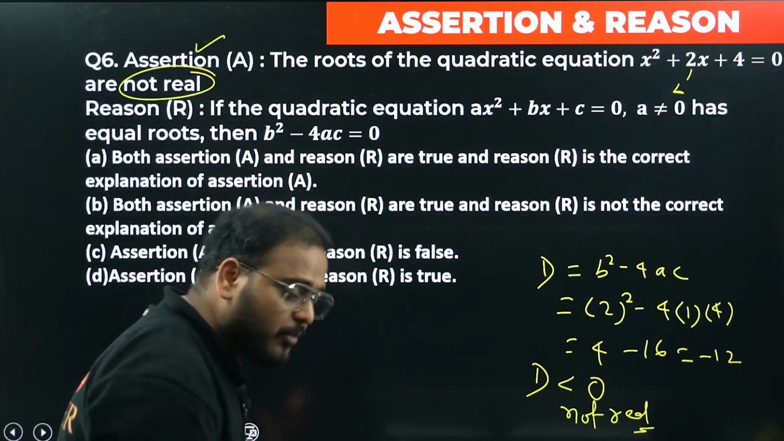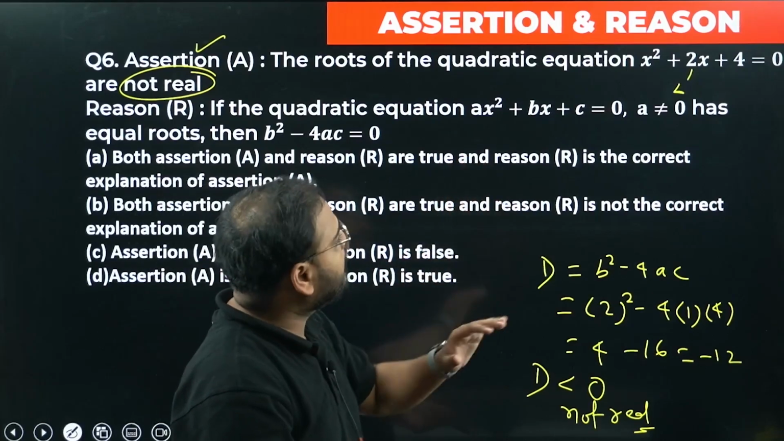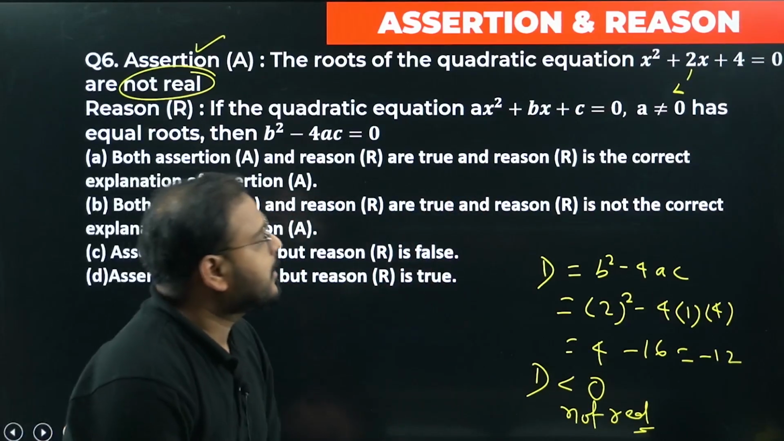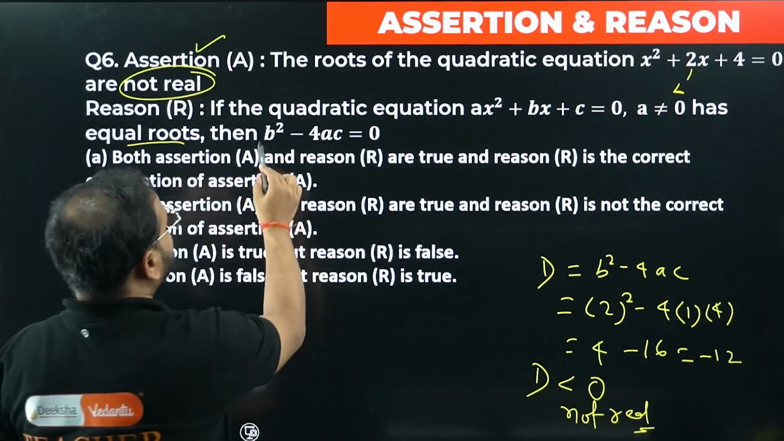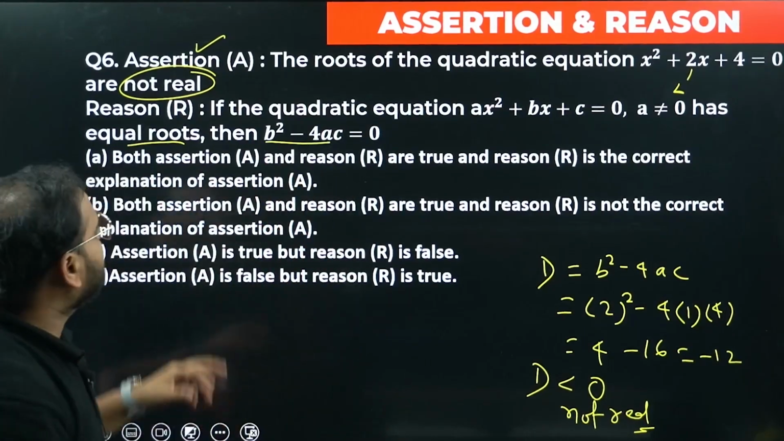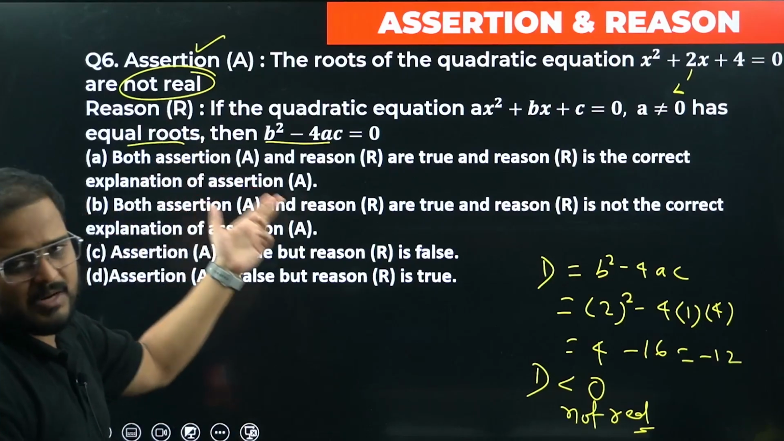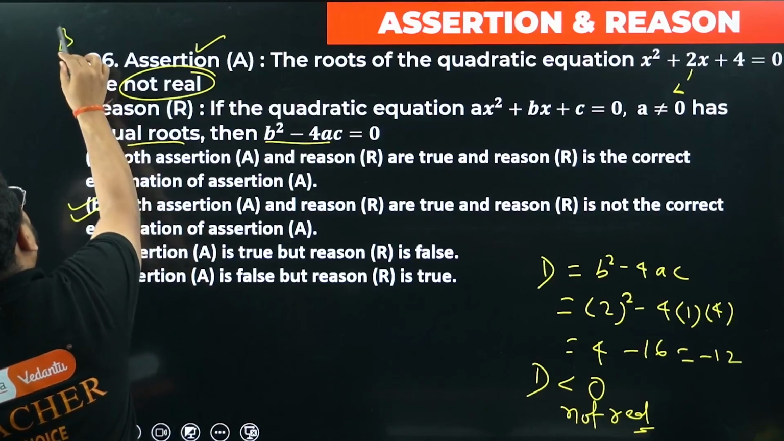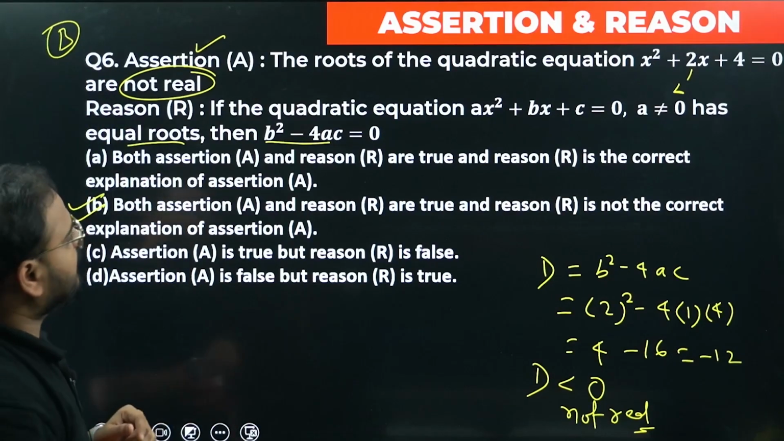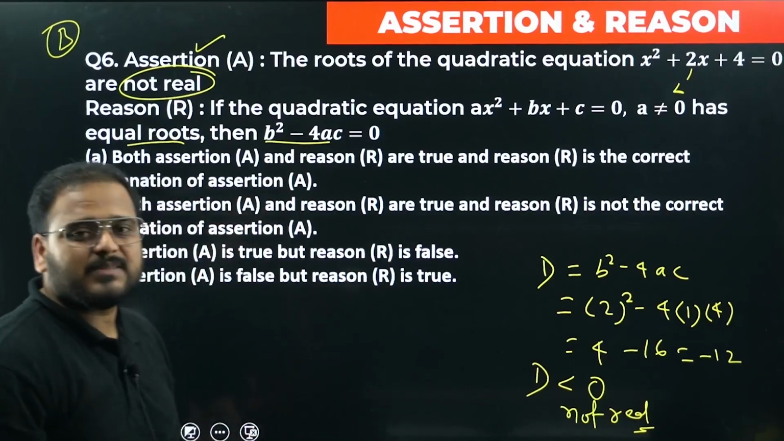Let's look at the reason now. Reason: if the quadratic equation ax square plus bx plus c, standard form, where a is not equal to 0, has equal roots, this is true. D value has to be equal to 0. But are they related to each other? Of course they are not. They are two different statements, but they are both true. So option number B. Both assertion and reason are true, but reason does not explain the assertion.